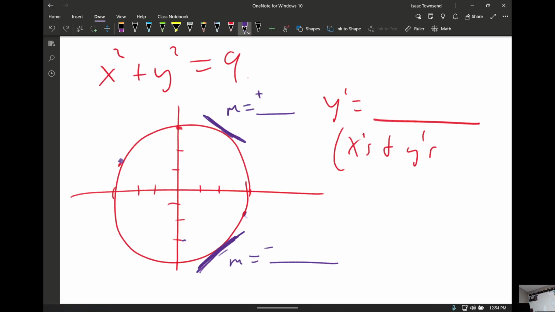The derivative of cosine. The derivative of y. The derivative of 2y would be 2y prime.